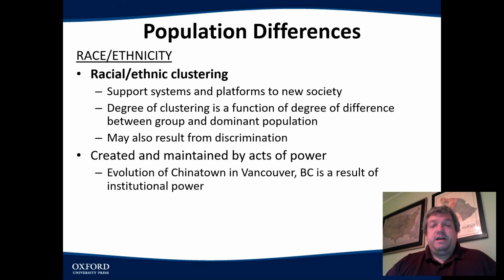Okay. Now Chinatown in Vancouver is interesting. It's a result of institutional power. So in the 1880s, 1890s, the west coast of the United States and Canada saw Chinese immigration, but the Chinese were discriminated against, and they were only allowed to live in small neighborhoods, which became Chinatowns in Vancouver and San Diego, Los Angeles, and San Francisco. Now, over time, as the Chinese immigrants assimilated and became part of the population, they started to decline.